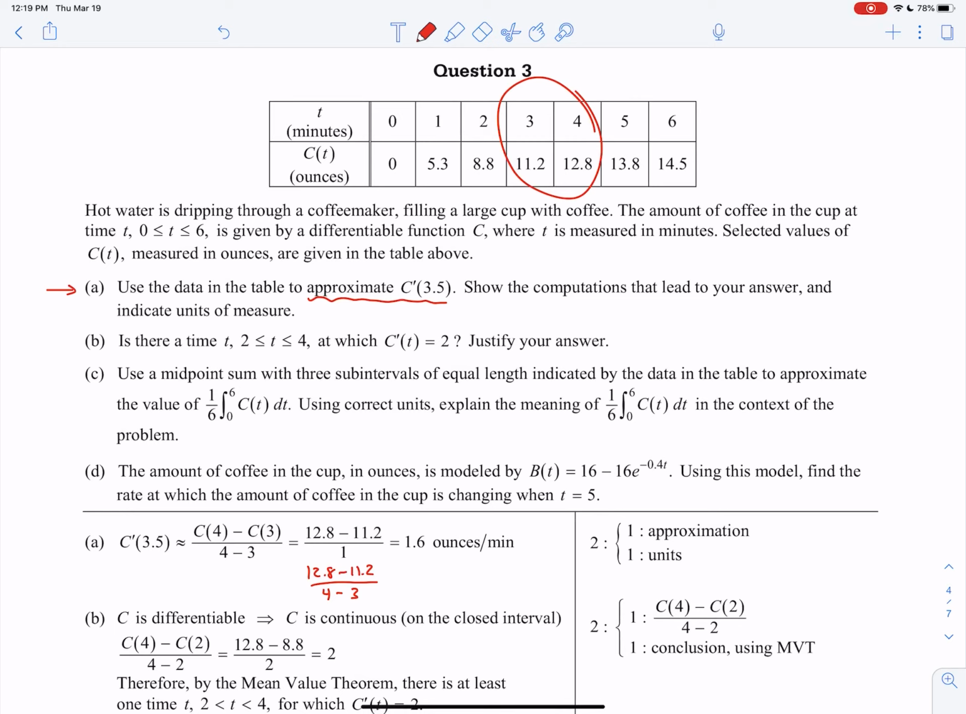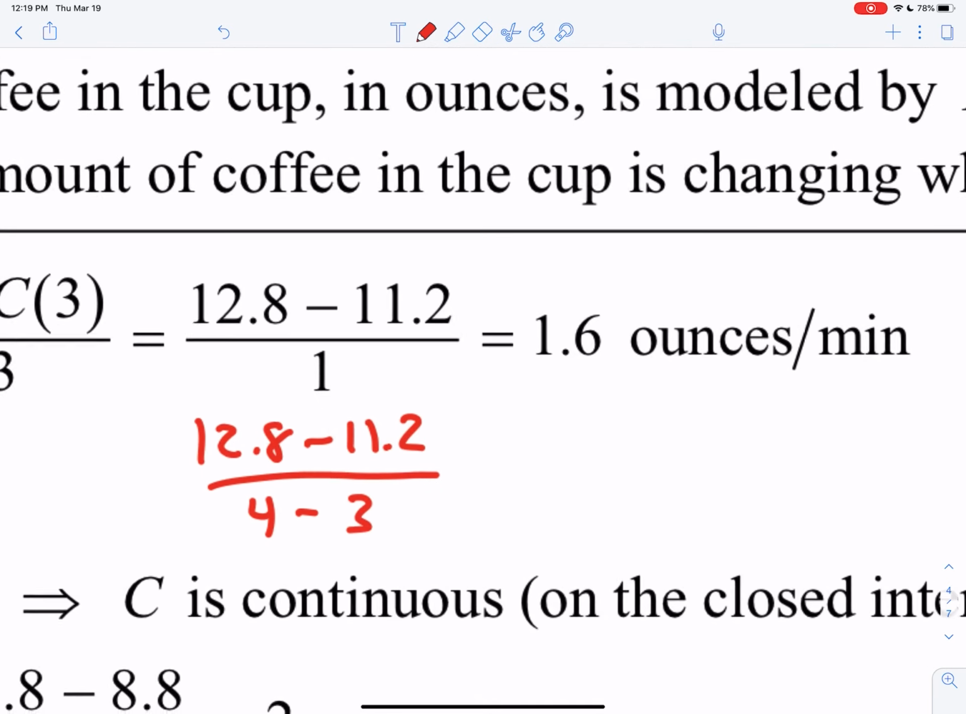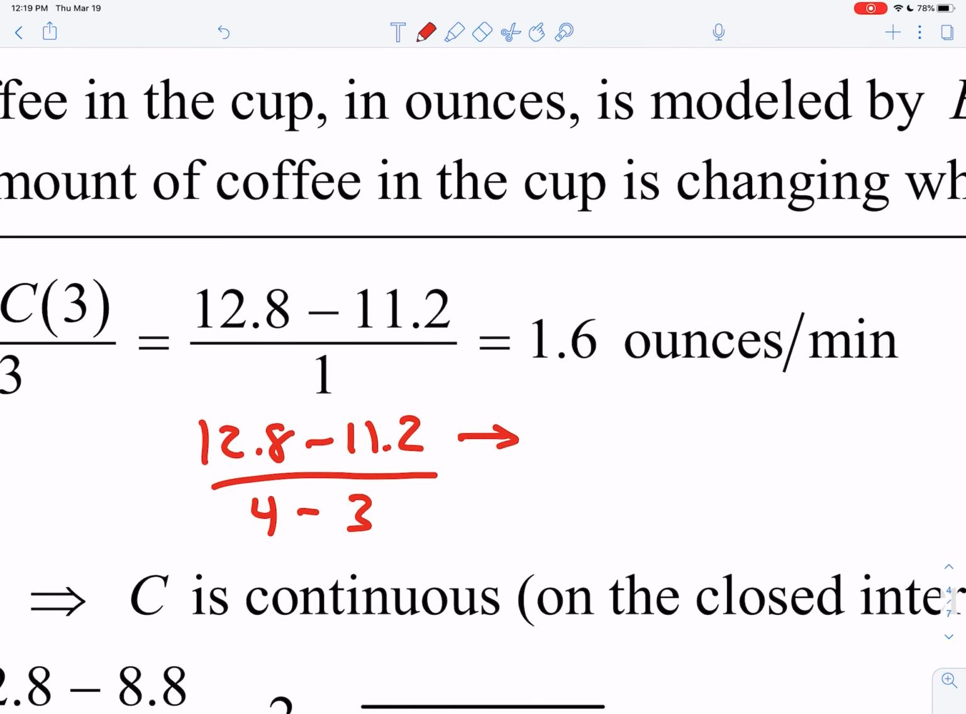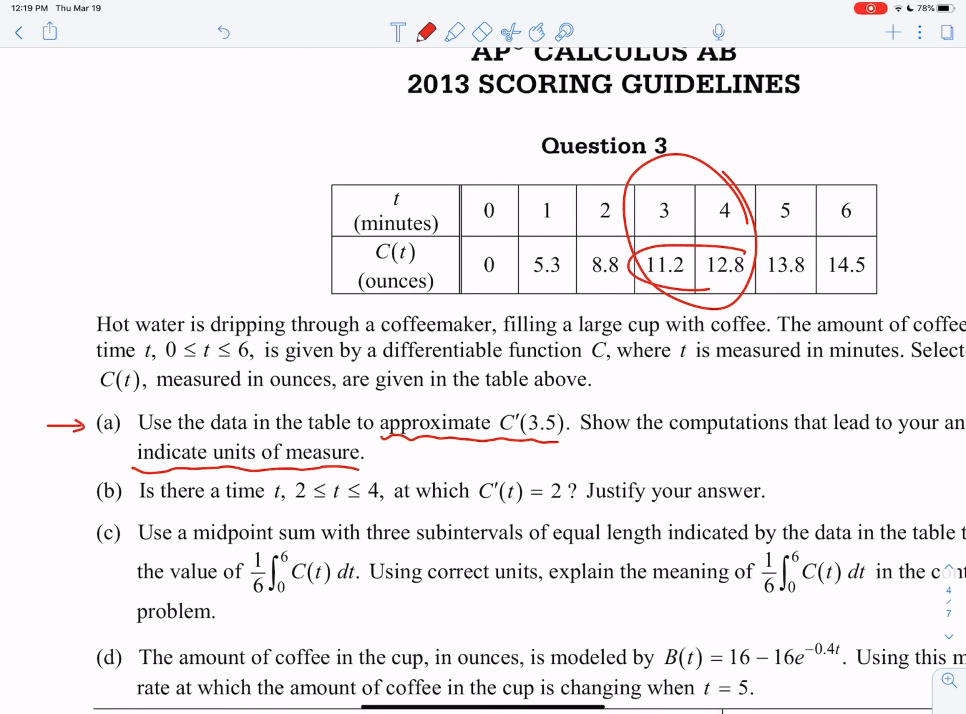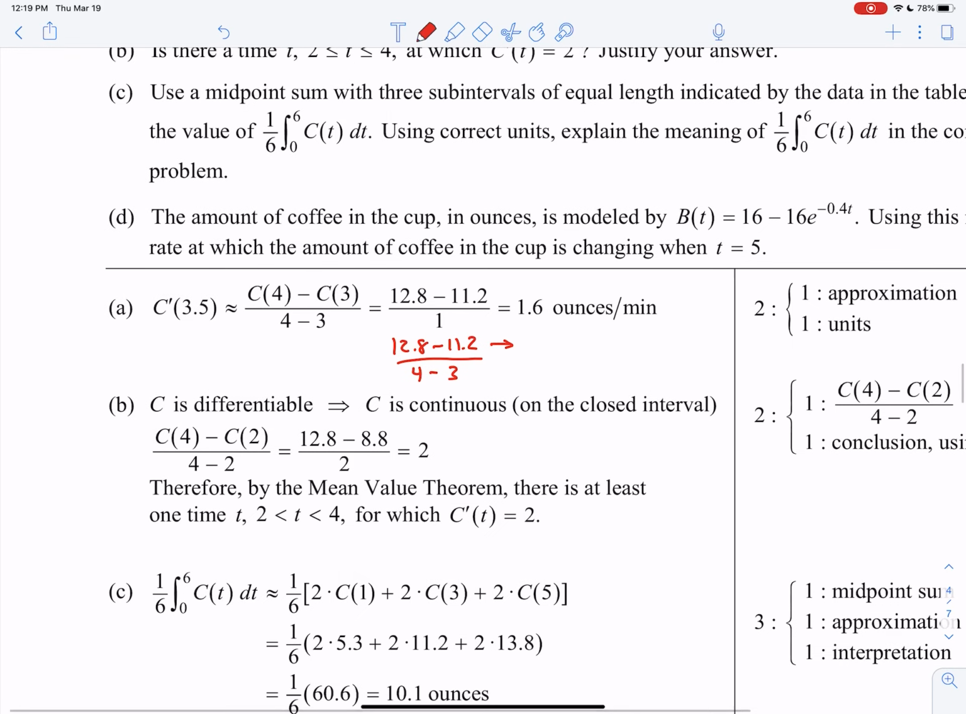The second part of part A, they tell you to indicate the units of measure, okay? So, very easy point to earn. 12.8 and 11.2, if you look at the table, were measurements of ounces. And 4 and 3 were measurements of minutes. So this is basically ounces per minute. Okay, and that's it. There's 2 easy points right there. Part B, here we go.